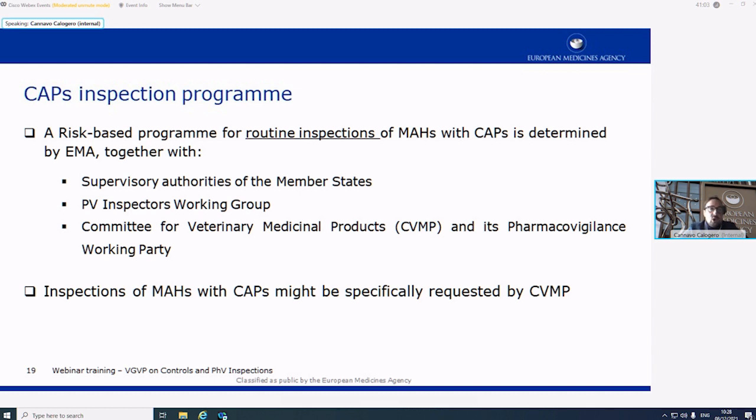So the CAP inspection program is a risk-based program for routine inspection of marketing authorization holders with centralized products, and this is determined by the European Medicines Agency together with the supervisory authority, the pharmacovigilance inspector working group, and the CVMP as pharmacovigilance working party. So this is something that we are used to doing, and we will continue to do. And of course, this kind of inspection might be specifically requested by the CVMP in a specific case, for third country or joint inspection, or if there are specific issues or different cases that require a CVMP-requested inspection.